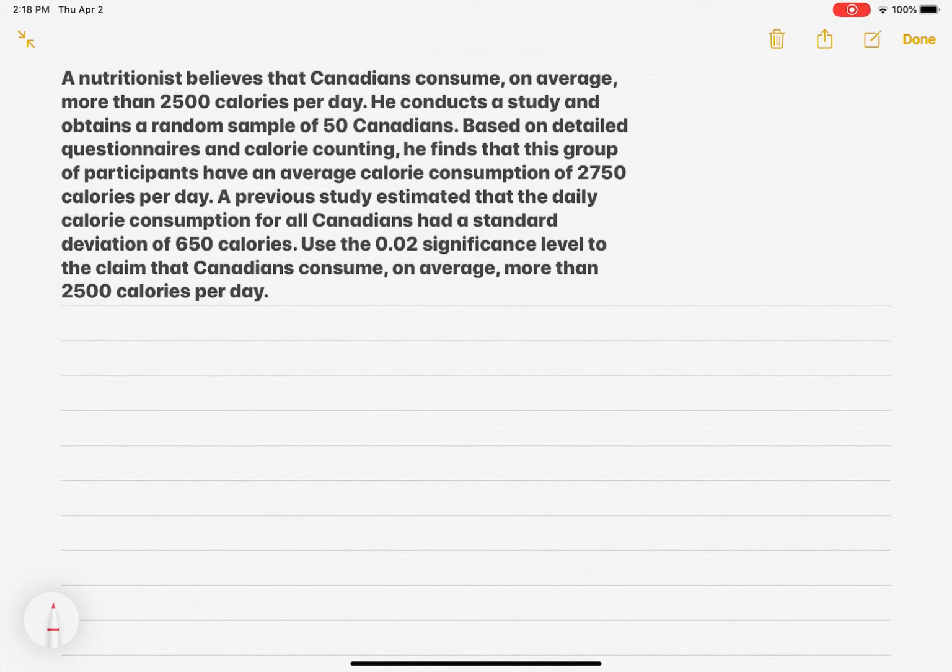Welcome back, ladies and gentlemen. We were doing hypothesis testing. We want to continue with that.